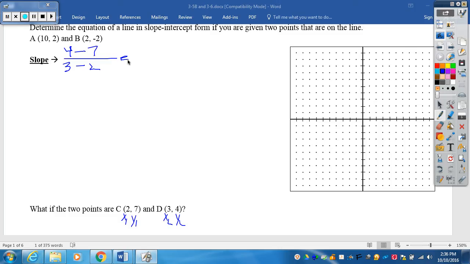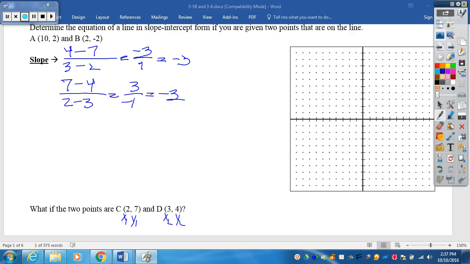We can even show that here. 7 minus 4, 2 minus 3. Up here, 4 minus 7 is -3. 3 minus 2 is 1. So the slope is a -3 slope. Here we have 3 over -1. A positive divided by negative is still negative. So we've actually got the exact same slope there.